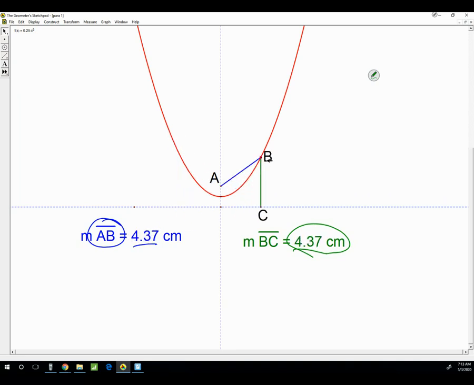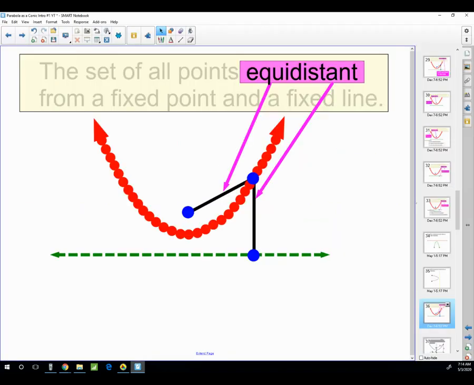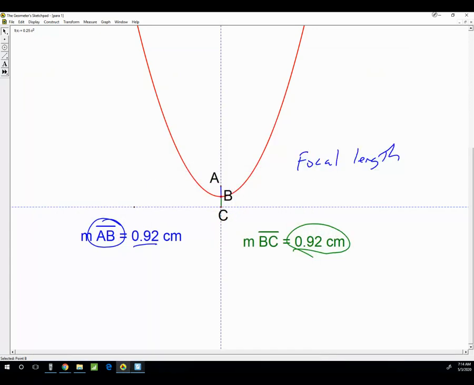And think about the definition of a parabola. It's a set of all points equidistant from a fixed point and a fixed line. I mean, we're saying that. And then it gets really, really interesting when we overlay point B, or point B becomes the vertex. All right, and then that distance from A to B is called the focal length. All right, that's something new. Let's get back to the presentation.